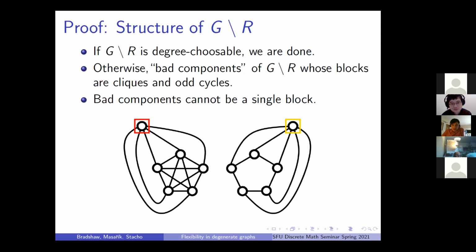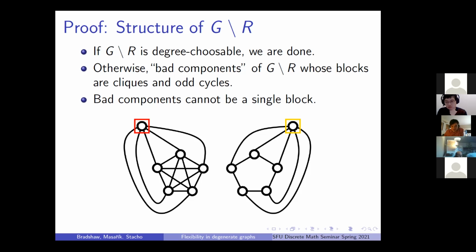we know from Erdős, Rubin, and Taylor that there must be some components of G minus R that have this very specific form. That is, they consist of blocks, which are cliques and odd cycles. So if we have a bad component of G minus R that's not degree choosable, it must just look like a bunch of cliques and odd cycles that are glued together at cut vertices. We can do some case analysis to figure out exactly what these bad components look like, and we'll be able to figure out a lot about them.